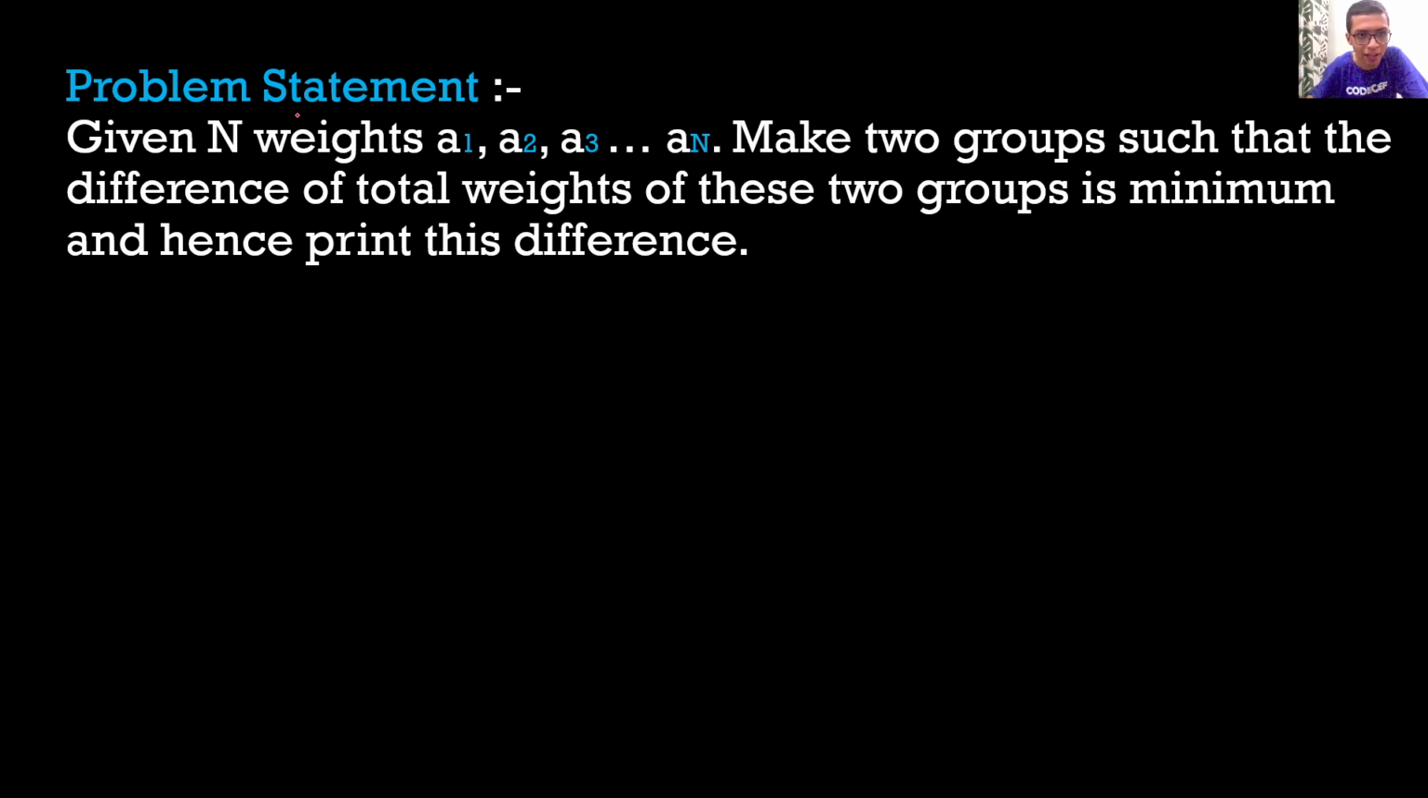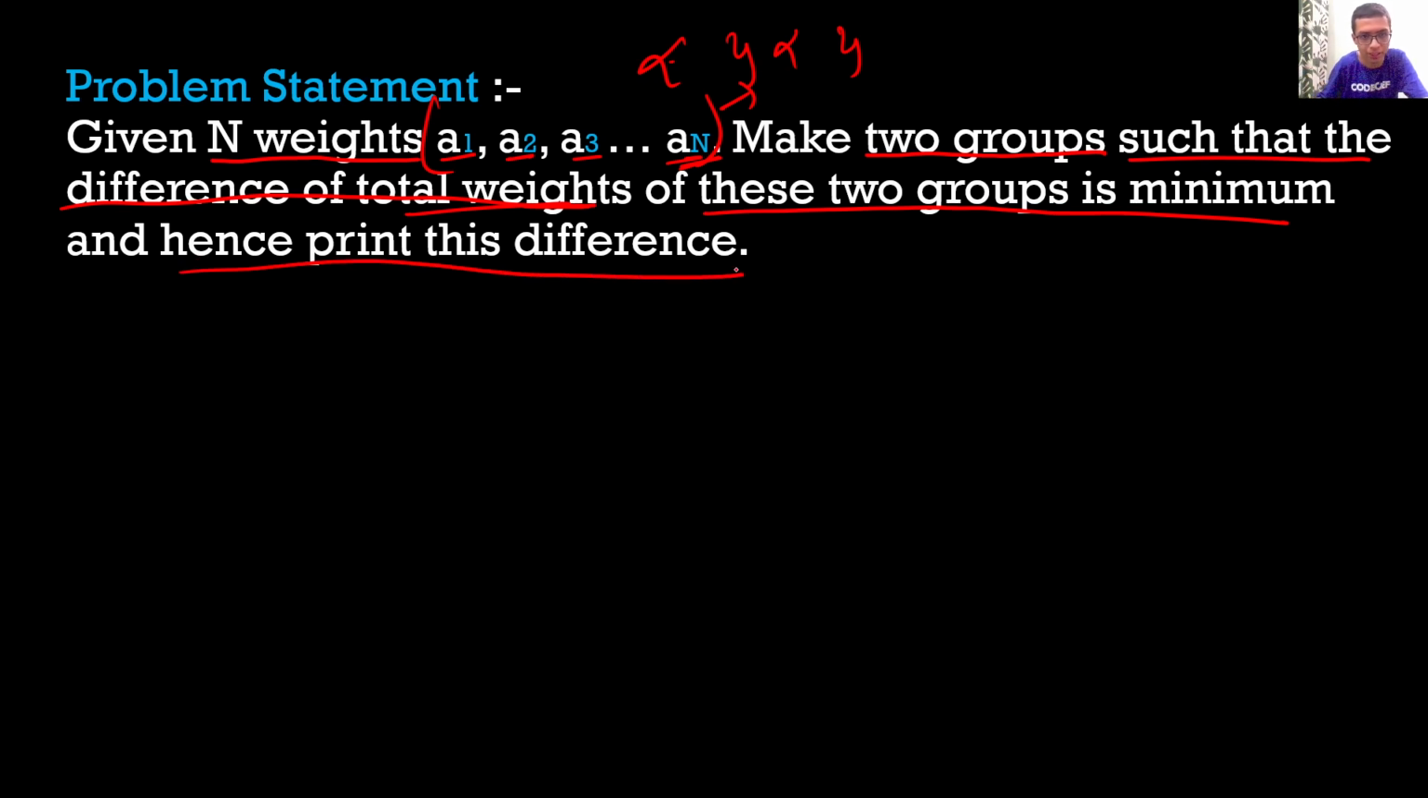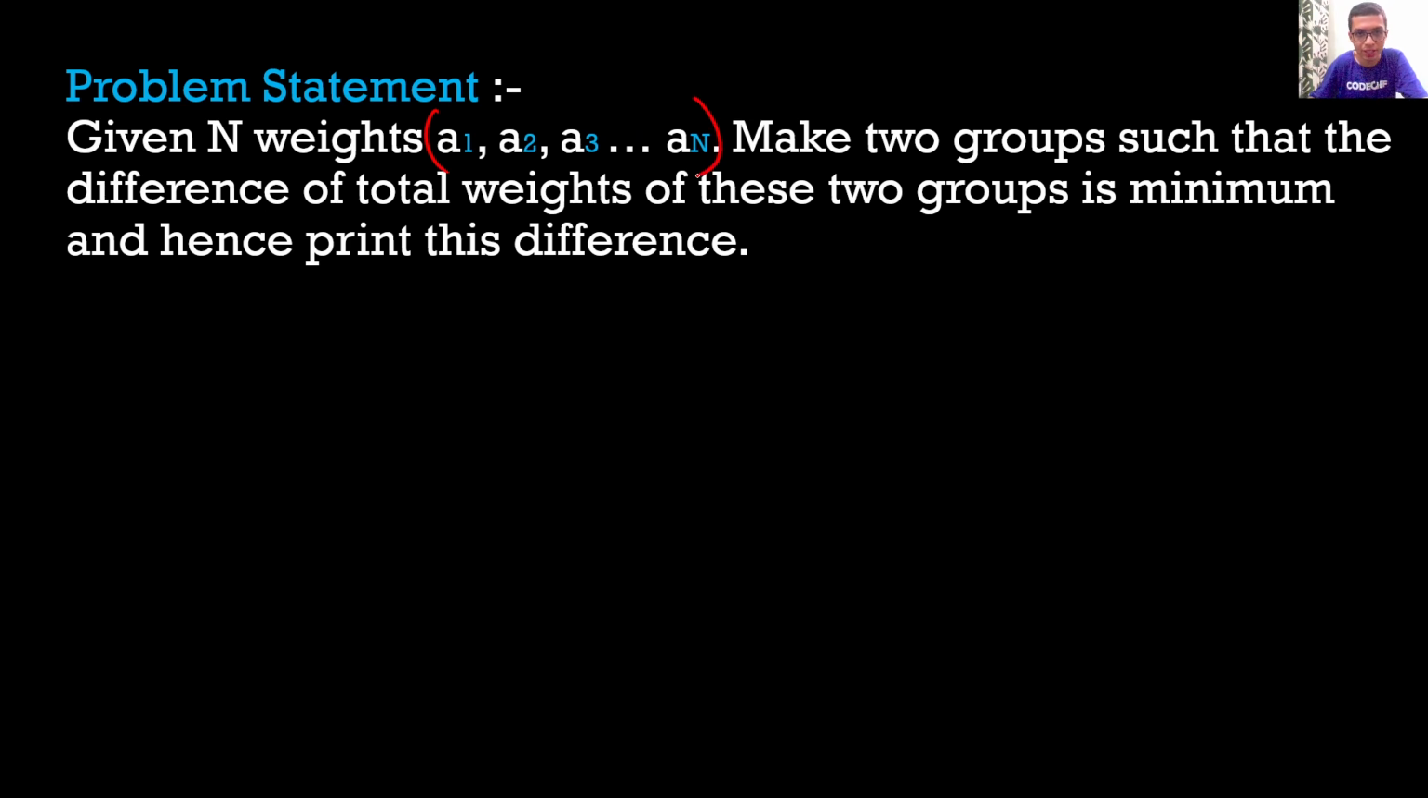So the problem statement says that we are given n number of weights a1, a2, a3 and so on till an. We have to make two groups from this array such that the difference of total weights of these two groups is minimum, and hence we have to print this difference. So we are given this array. Using this array of weights, we have to make two groups, and we have to make sure that the difference of total weights of these two groups is minimum, right? Hence, we have to print this minimum difference.